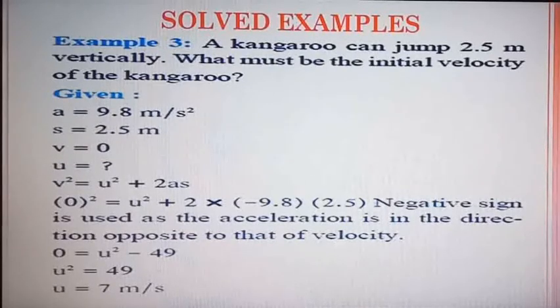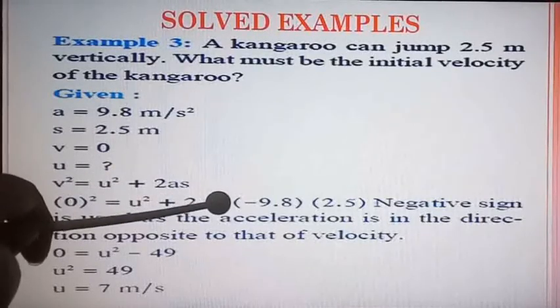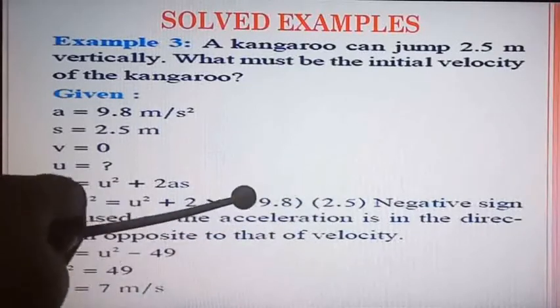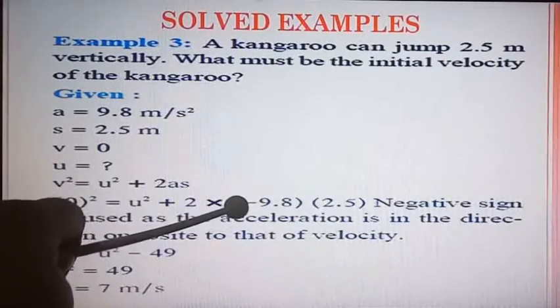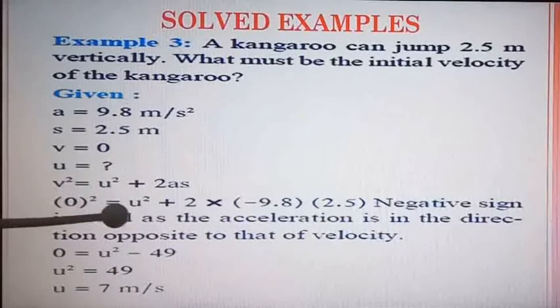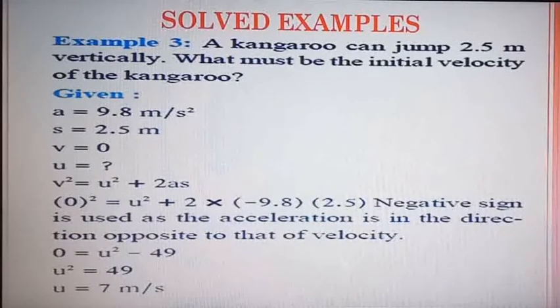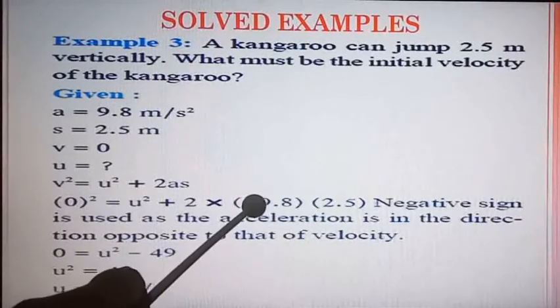Final velocity is 0. So v square is equal to u square plus 2as. Substitute the values. 0 square is equal to u square plus 2 multiplied by a, which is 9.8, multiplied by 2.5. Now here you can see a minus sign is taken. Why negative sign? It is used as the acceleration is in the direction opposite to that of velocity. It is jumping, so this acceleration is in the direction opposite to the velocity. So you will take a as minus.